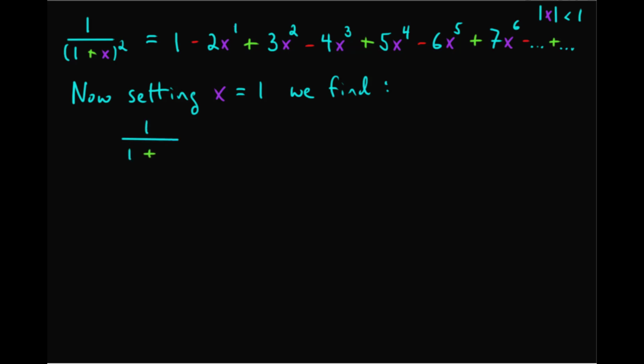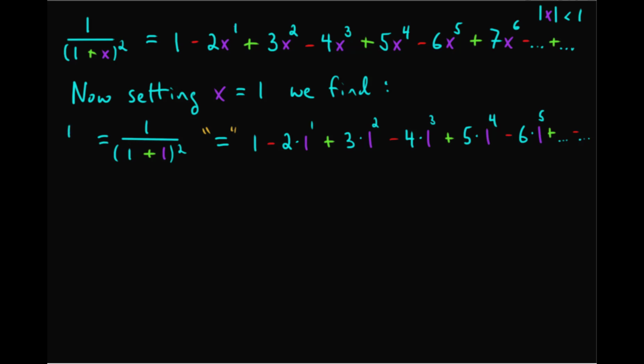So if we then set x equal to 1, we have a divergent series on the right-hand side of the equation, but on the left-hand side, we also have a valid value for that function. So setting x equal to 1 here, or in more modern terms, taking the limit as x approaches 1 from the left-hand side, 1 over the quantity 1 plus 1 squared equals, I put that in quotation marks, 1 minus 2 times 1 to the first, plus 3 times 1 squared, minus 4 times 1 cubed, plus 5 times 1 to the fourth, etc. Well, 1 over the quantity 1 plus 1 squared is 1 over 2 squared, or 1/4, and that is what we would assign to the value of this divergent series.